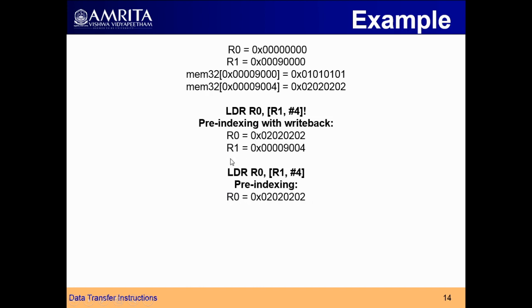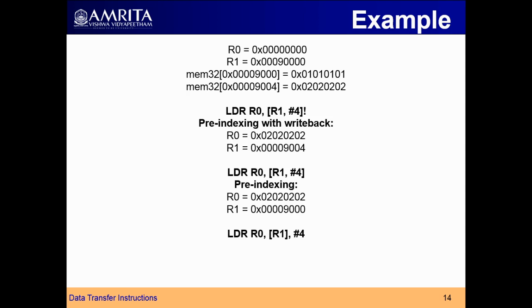But what will be the content of R1? Since the exclamation was not there, the content of R1 remains the same as the initial address itself. The initial address was 9000 itself. So the content of R1 will not update or change. Since write back was not there, the address present in R1 will be 9000 itself.